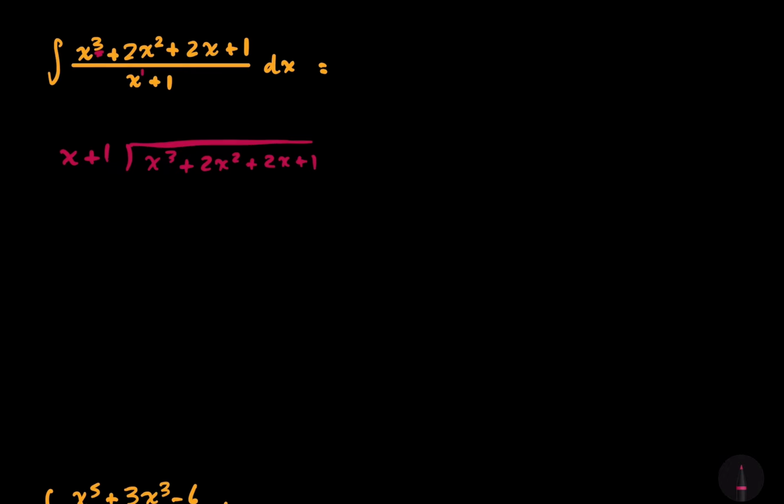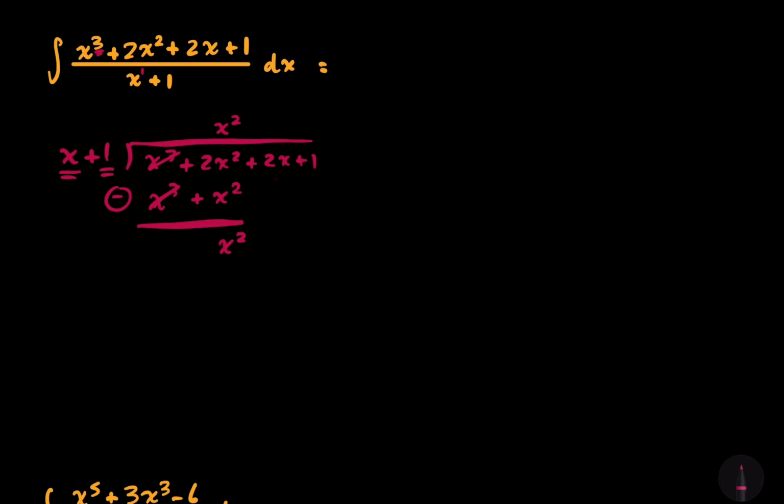Over here, we'll just start dividing. We have x cubed divided by x. That just gives us x squared, and we'll put it over the x squared column. Then we can subtract and multiply. So x squared times x is x cubed, and x squared times plus 1 is plus x squared. When we subtract, x cubed minus x cubed cancels out. 2x squared minus positive x squared is just x squared, and then we bring everything down. So plus 2x plus 1.